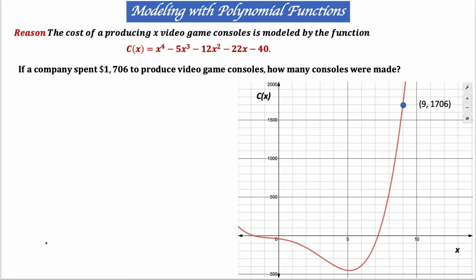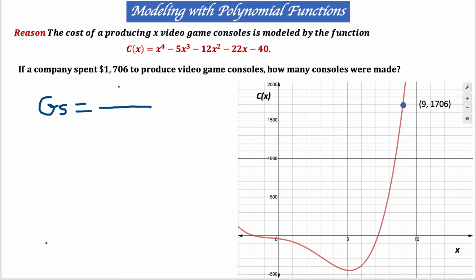But if we are now looking to find how many consoles were made with $1,706, we can find it this way. For example, let's denote game consoles by GS. We can use whatever variable we want, but let me write GS, where the letter stands for the game consoles.